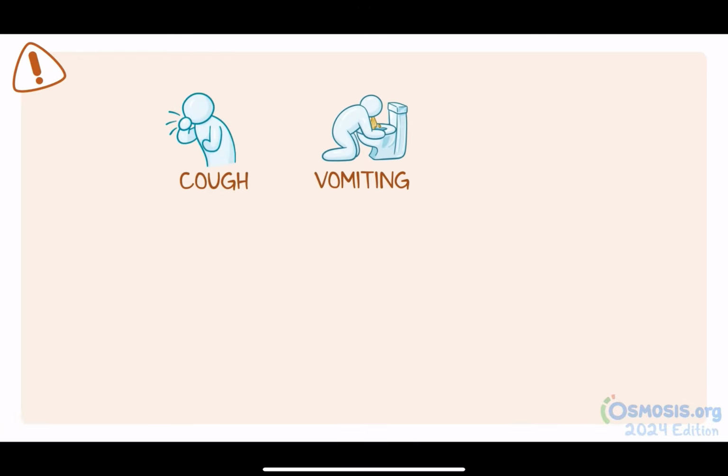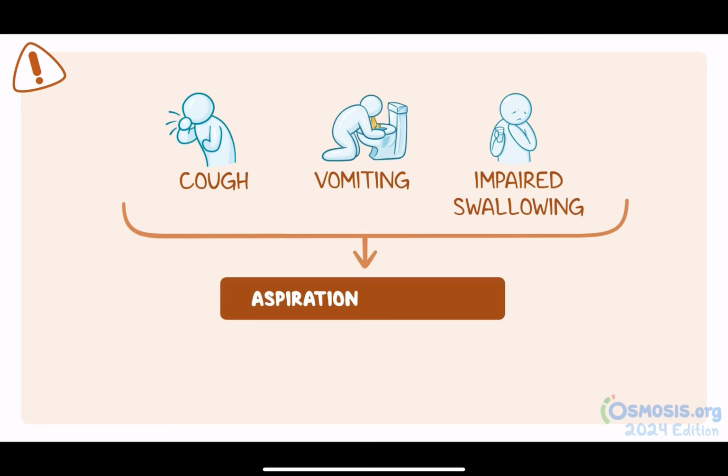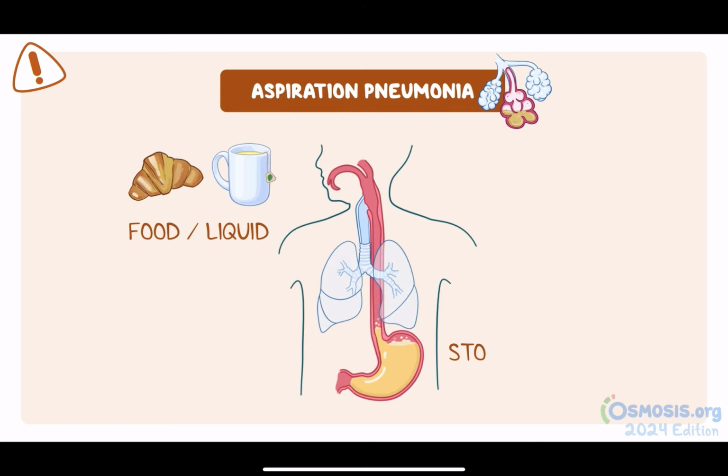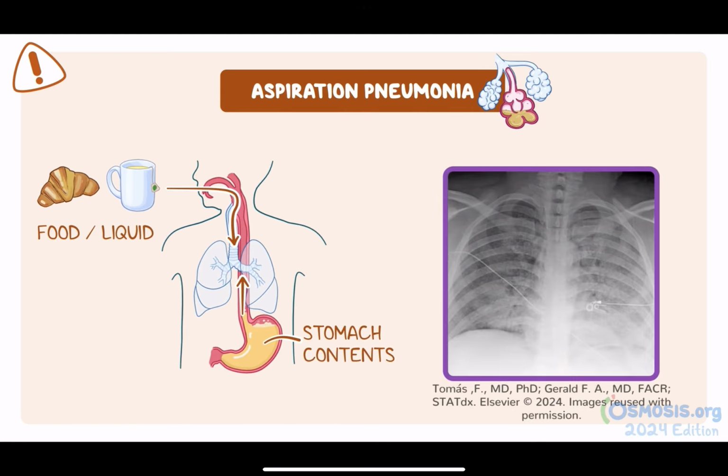Here's a high-yield fact. If your patient presents with cough, reported episodes of vomiting, or suspicion for impaired swallowing, don't forget to include aspiration pneumonia in your differential diagnosis. This occurs when food, liquid, or stomach contents are inhaled into the respiratory tract. Chest X-ray typically shows an infiltrate in the dependent lung segments.